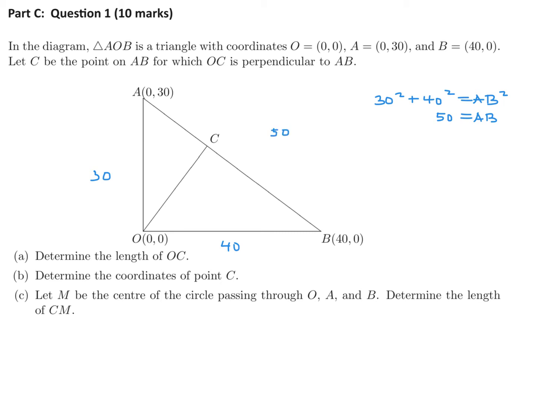And then they want you to figure out OC. Well, OC, they're saying is perpendicular, so that's a right angle right there. That shouldn't be a problem. The area of that triangle is 1/2 base times height. Now we can use this as the base and that as the height, and when we do, we get 40 times 30. We can also use this as the base and this as the height. So when we do that, it'd be 50 times OC.